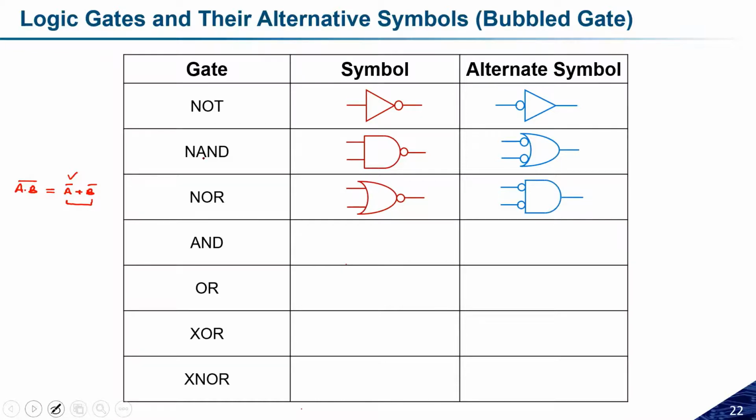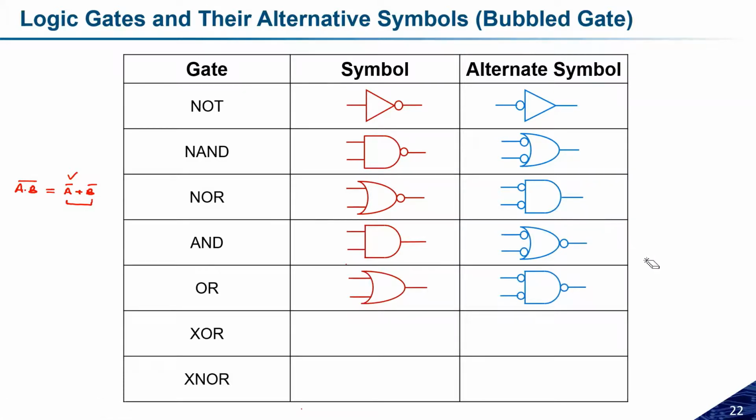We know that the NAND gate and AND gate are complementary to each other. So to make the bubbled circuit for the NAND gate, we simply need to add one more bubble, and that will give the bubbled kind of circuit. Similarly, the OR gate is the complement of NOR. So if we add one more bubble at the output of this symbol, we'll get the alternate symbol for the OR gate, and that will look like this one.